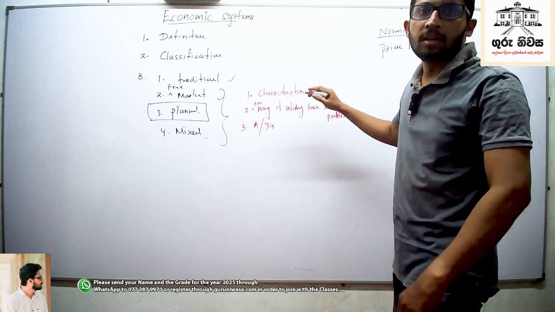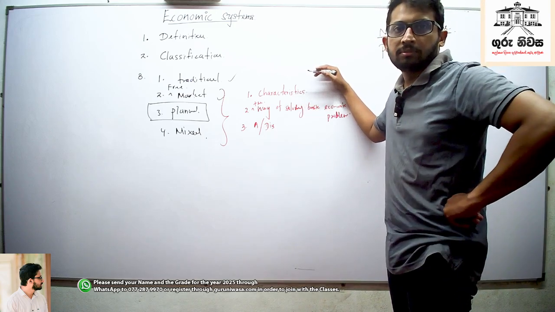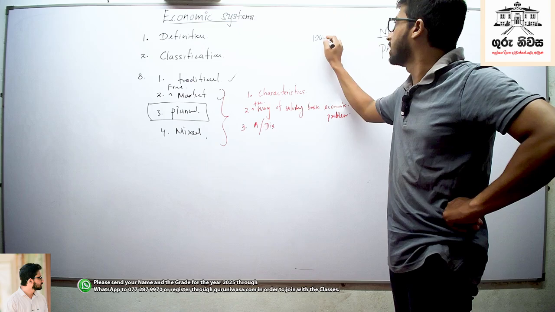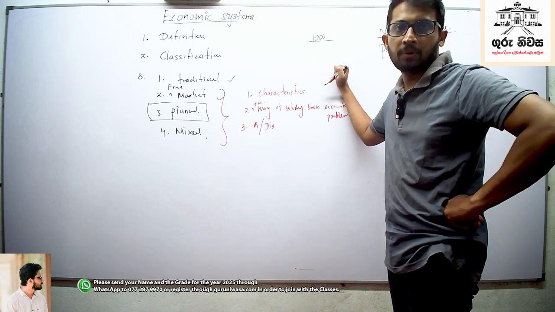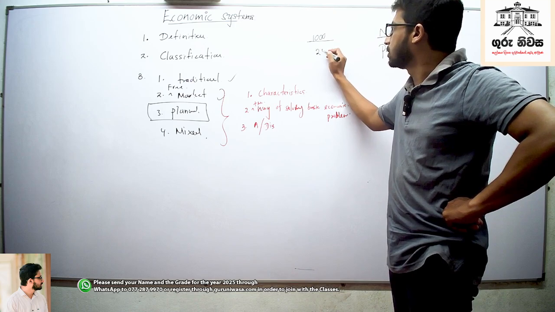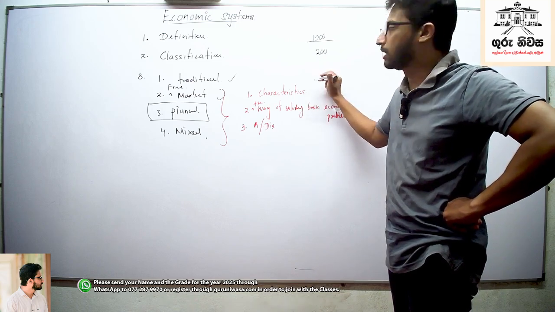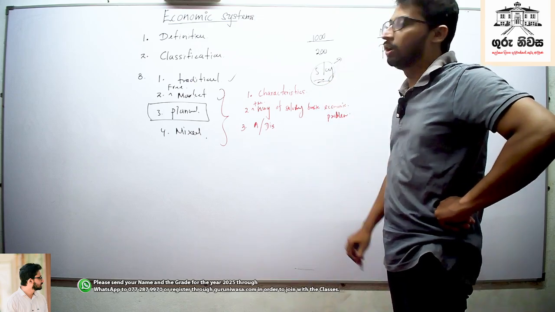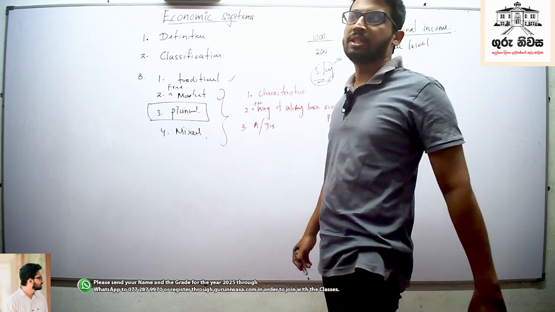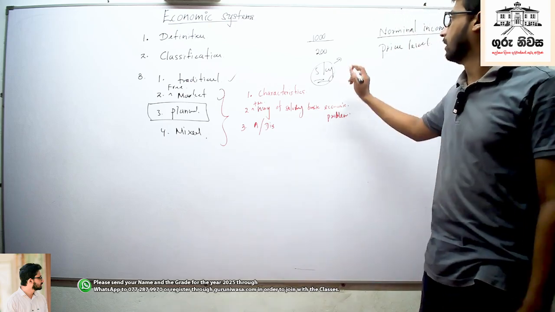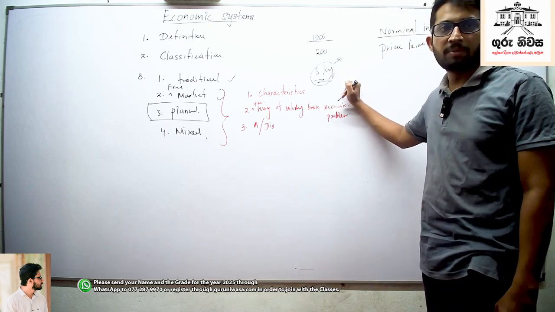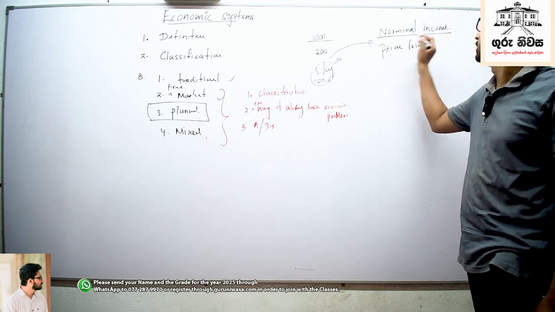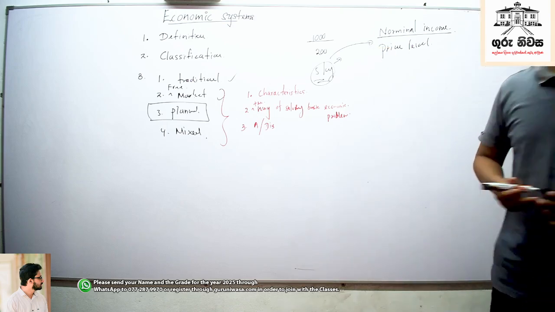Assume there's an individual earning 1,000 rupees. Just imagine, this is nominal income. The price of one unit of rice is 200 rupees. This is the price. Then how many units can they buy? 5 kilos of rice. This is called purchasing power, the number of units that can be bought, right? So purchasing power can be calculated as nominal income divided by price level.